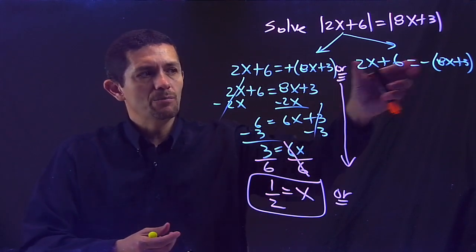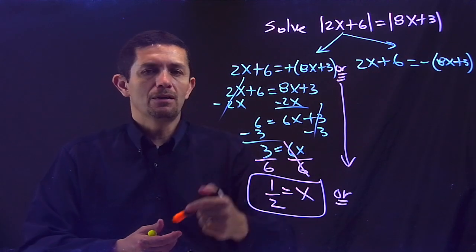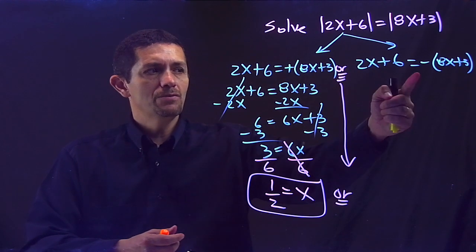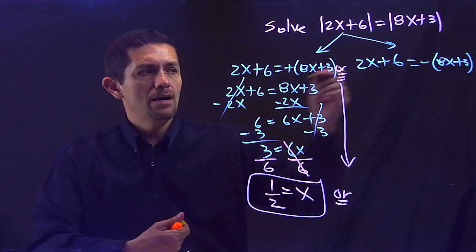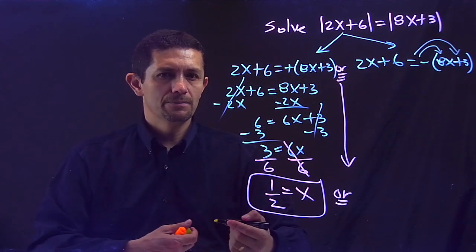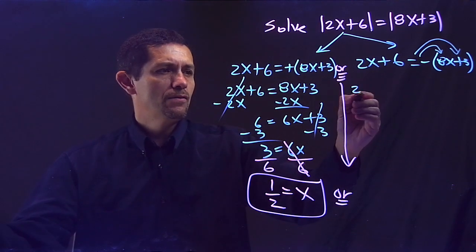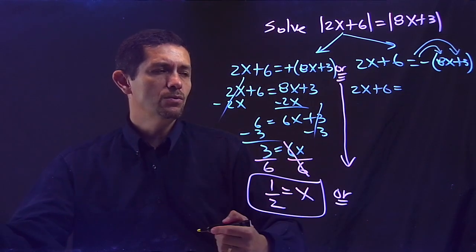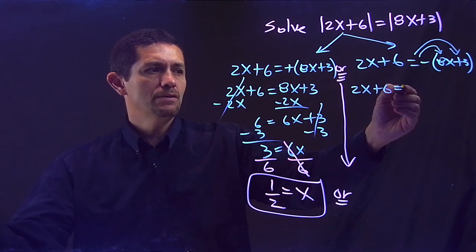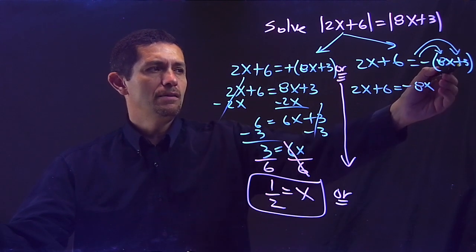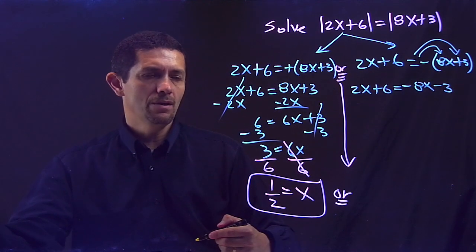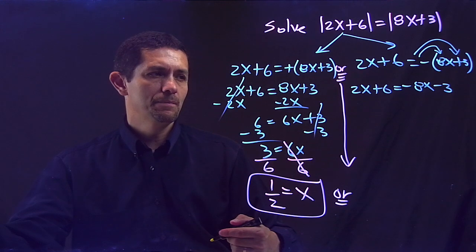Let's solve the second equation using the same process. Now, the difference is that we have a minus on the outside of the parenthesis. So that negative is going to change the sign of every single term on the inside. I have 2x plus 6 equals, and that negative will change the 8x, which is positive, into a negative, and that 3, which is positive, into a negative. It will flip the signs of everything.